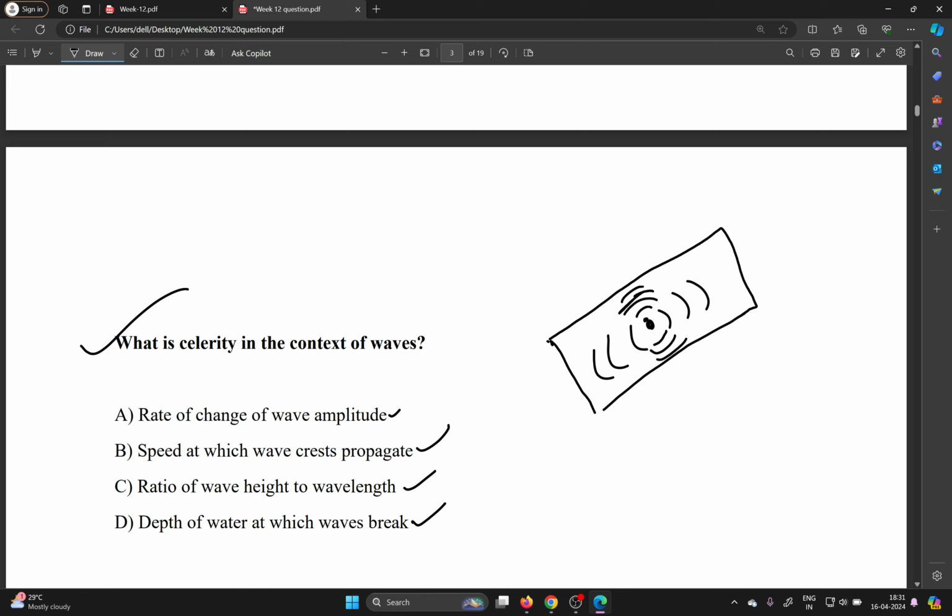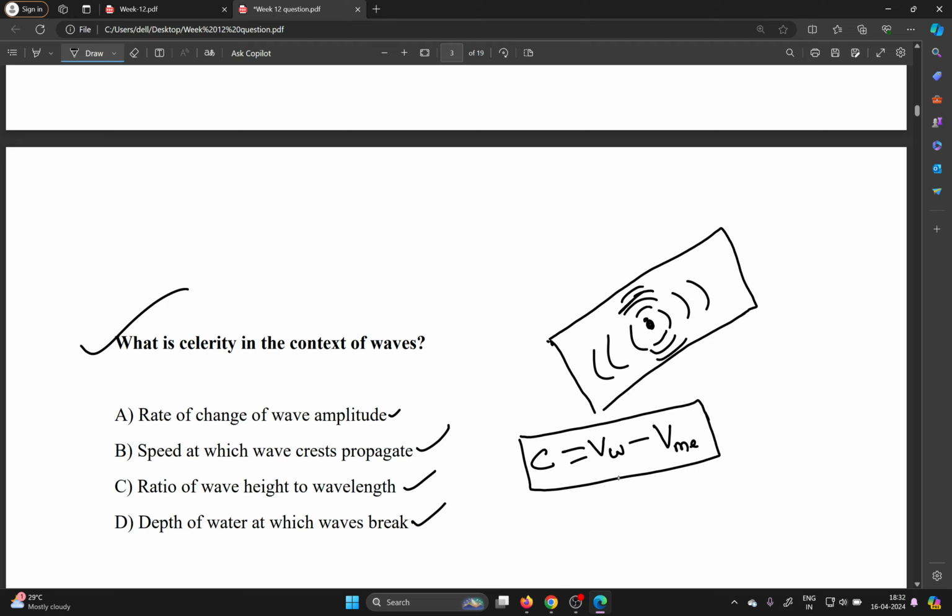So here the question is about the wave celerity in the context of waves. It's nothing but the speed at which wave crest propagates. Actually, always remember, in the case of open channel flow, celerity is nothing but your wave velocity minus the velocity of water. That is the velocity of the medium, you can say here. If the wave is moving in water, water is the medium.